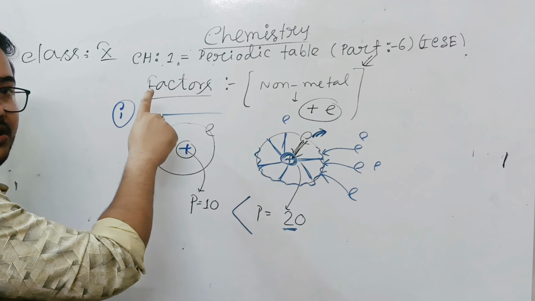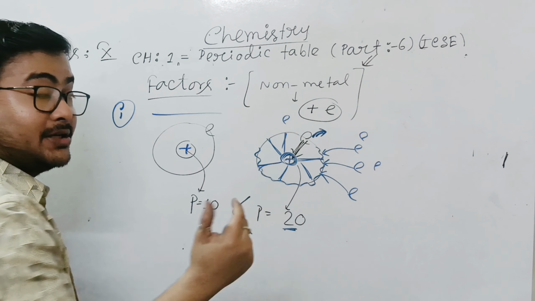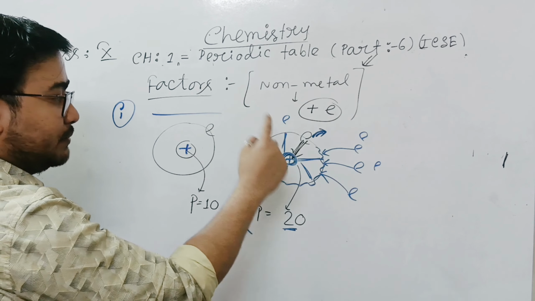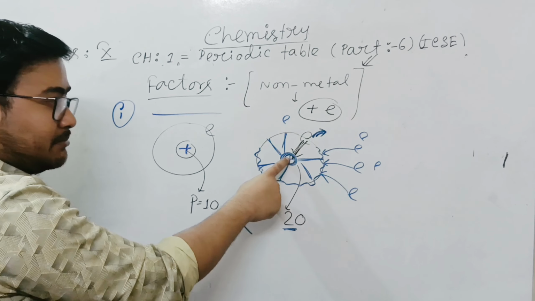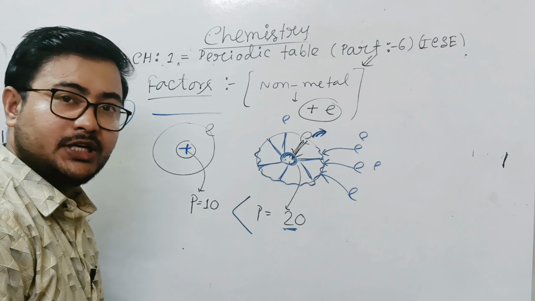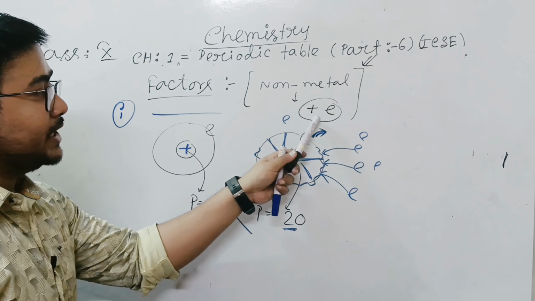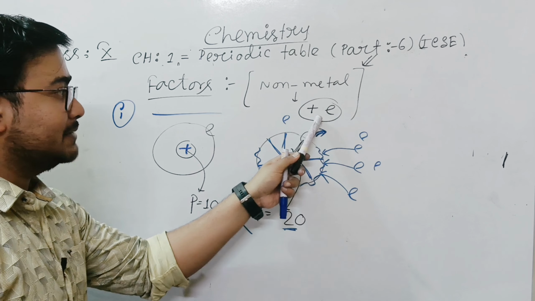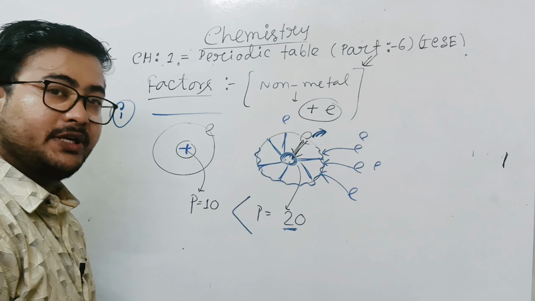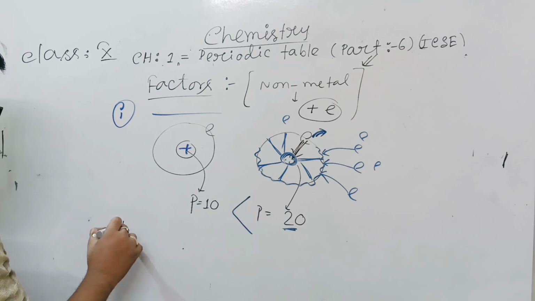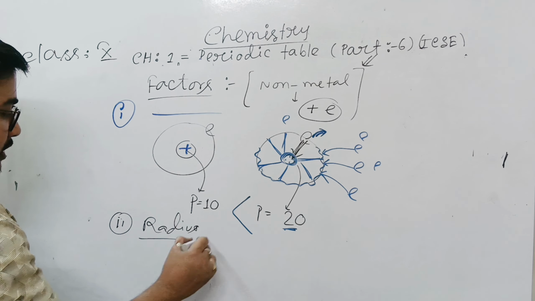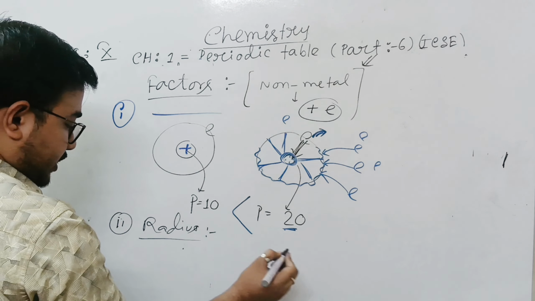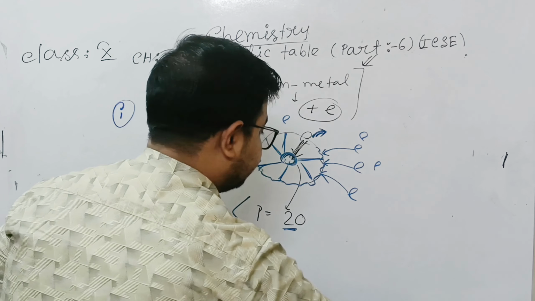So what is your first point? Nuclear charge. You can write: the more nuclear charge present in the nucleus, the more the attraction by the nucleus towards the outermost electron. So it has a tendency to accept an electron, plus means accept, so it has more non-metallic character. And the second point is radius. You can also tell me that point, what is about radius?